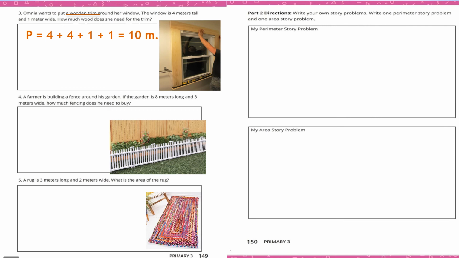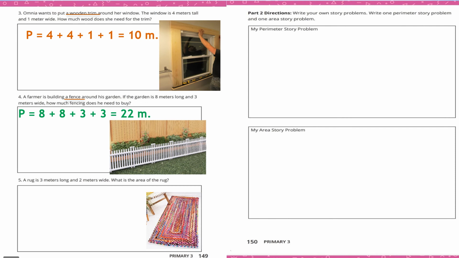Number 4, a farmer is building a fence around his garden. If the garden is 8 meters long and 3 meters wide, how much fencing does he need to buy? So the fence around the garden is like the perimeter around the shape. We know that the length is 8 and the width is 3. So the perimeter here will be 8 plus 8 plus 3 plus 3. The total equals 22 meters.